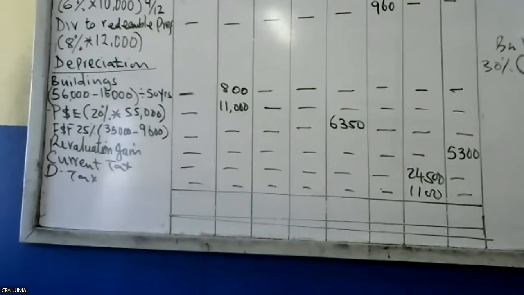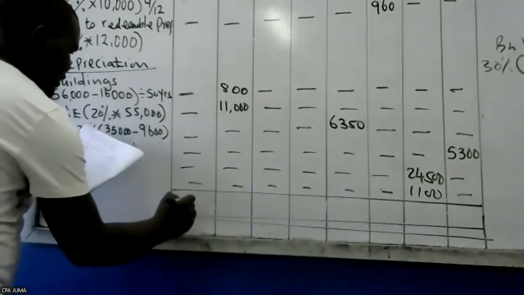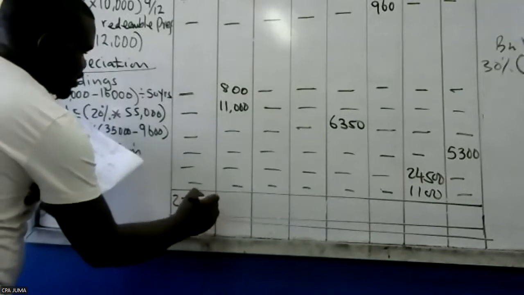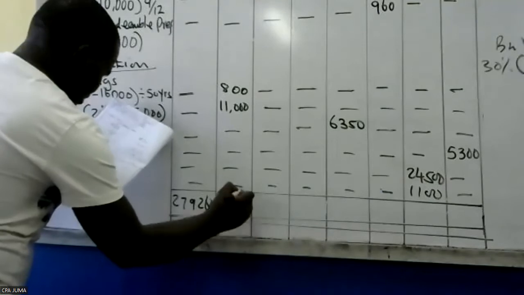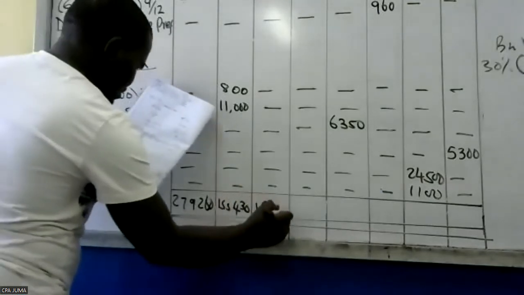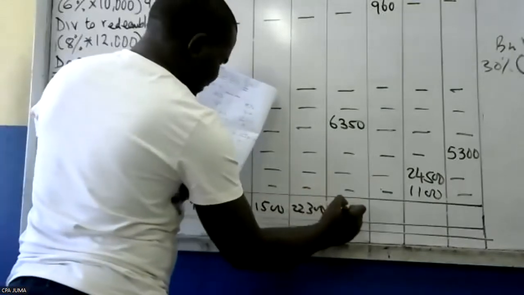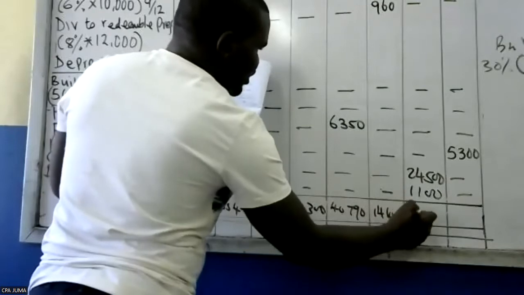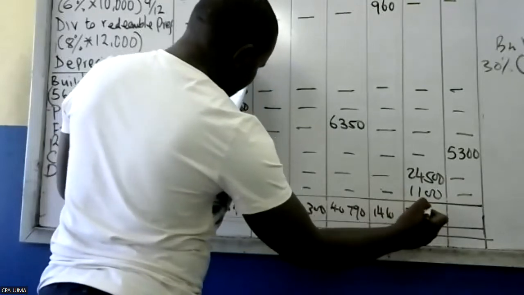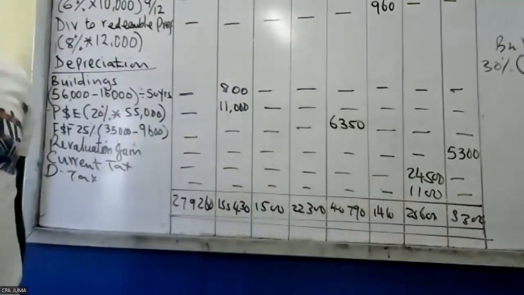So this is 279, 260, 155, 430, 1500, 22, 300, 40, 790, 1410, 25, 600, 5300. Confirm.